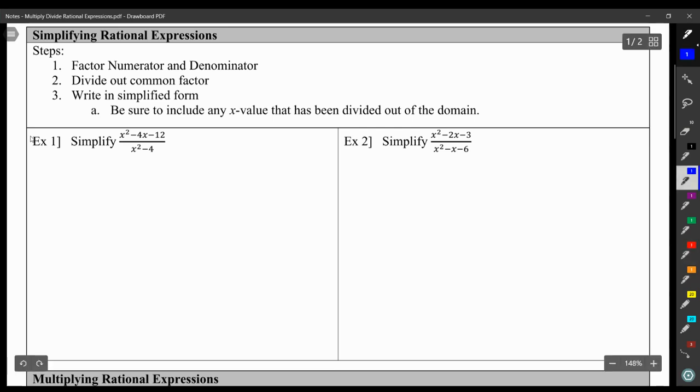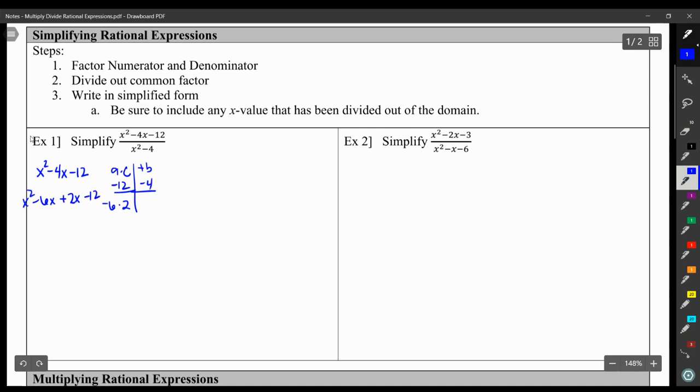So let's first look at the numerator on example 1. So x squared minus 4x minus 12. So we need 2 numbers that multiply to negative 12, but add up to be negative 4. And so we can do that by negative 6 times 2. So break apart b, so that makes negative 6x plus 2x minus 12.